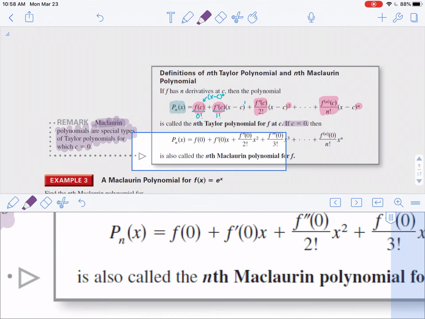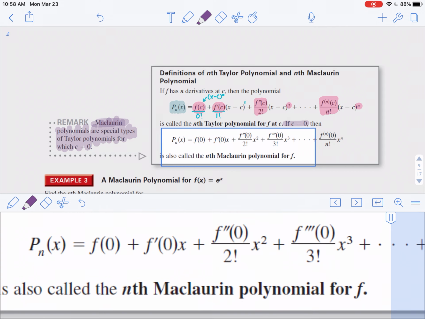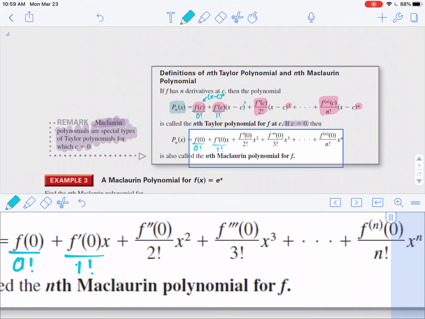So when I tell you something is a Maclaurin polynomial, I'm telling you the center. And so if you look, instead of having to say c all the time, it's 0. And instead of x minus c, x minus 0 is just x. And so you are seeing the exact same situation here. Oops, this should be a 0. As above, except everywhere you saw c, it's now a 0, and instead of an x minus c, it's just an x. Okay, so that's the nth Maclaurin polynomial for f.